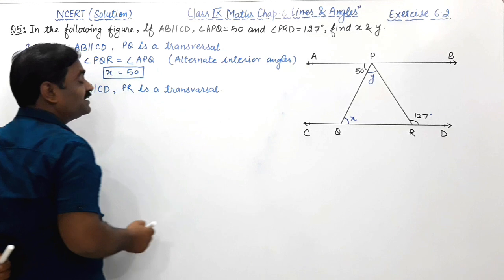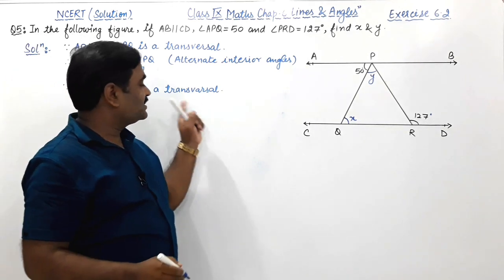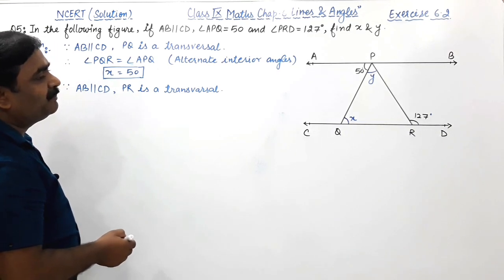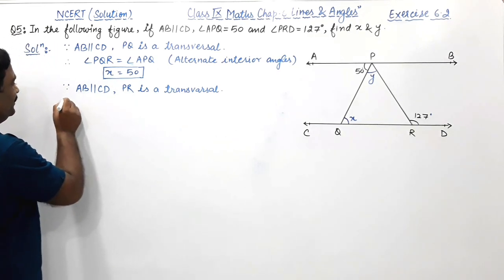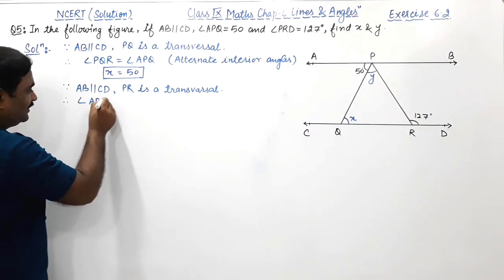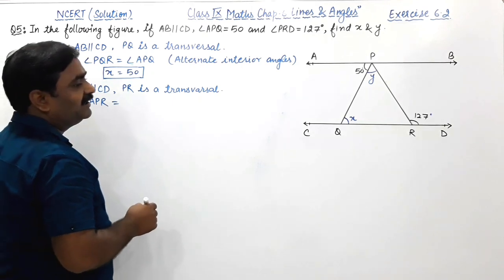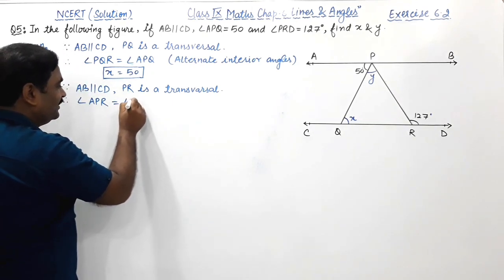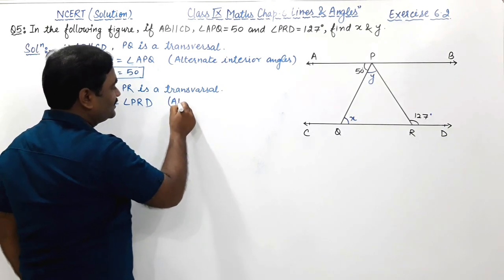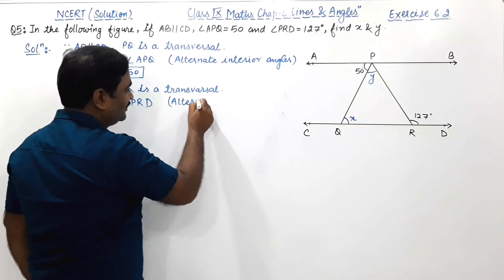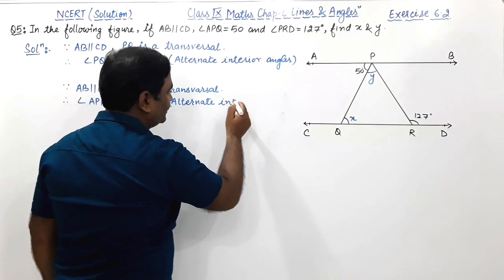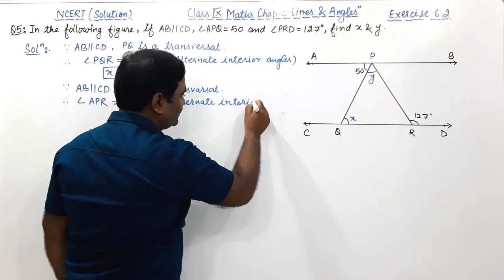Right, friends? As PR is a transversal, then similarly, angle APR is equal to angle PRD. The reason is the same: alternate interior angles.